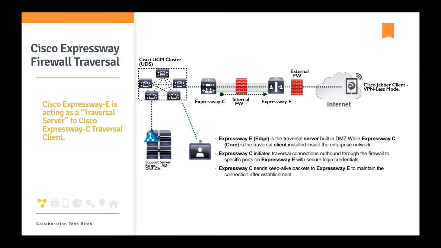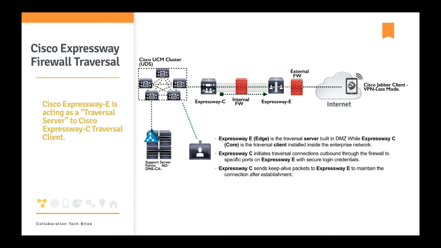At the beginning, when we do configuration implementation of both Expressway C and Expressway E for mobile and remote access, we define the traversal zone. The traversal zone for mobile and remote access is initiated from the client, which is Expressway C, to the server, which is Expressway E. Expressway C initiates the traversal connection outbound, in the direction of the green arrow here, through the internal firewall to Expressway E on specific ports. We'll talk about specific ports in later slides.